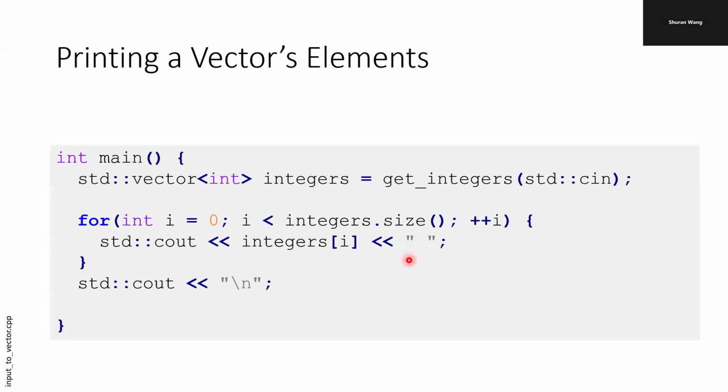So this is what your code should look somewhat like. In this case, we are having a for loop that goes from 0 to 1 less than integers.size(), and cout integers[i]. And in this case, it's separated by a space and followed by a new line at the end.